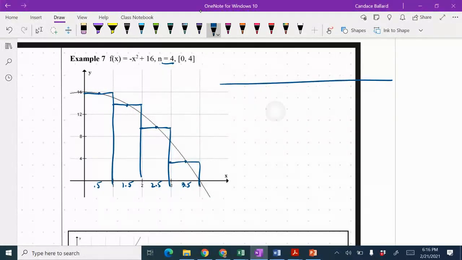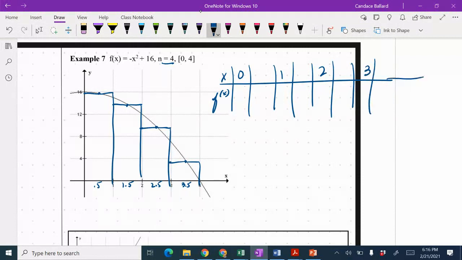I'm going to calculate the heights. Again, I'm going to draw my table that has a little bit of extra in it, so I know I'm starting at 0. Got to go to 1, got to go to 2, got to go to 3, and then got to go to 4. So I'm going to fill in the values in between, which would be 0.5, 1.5, 2.5, and 3.5. And we're going to calculate those heights into this function right here.